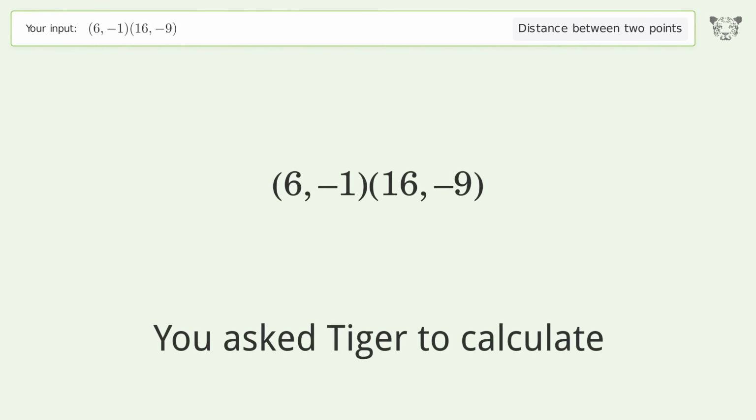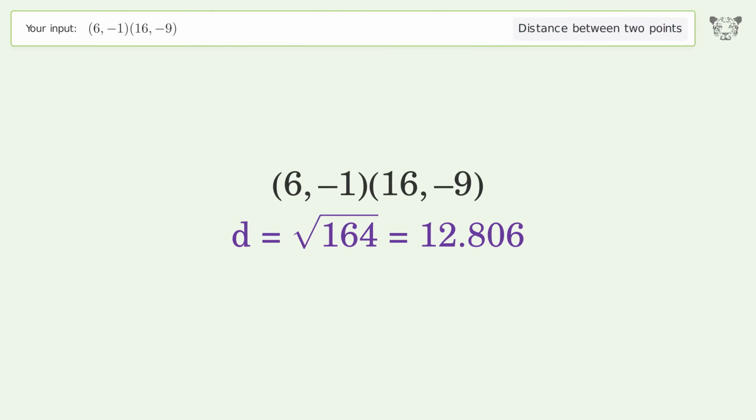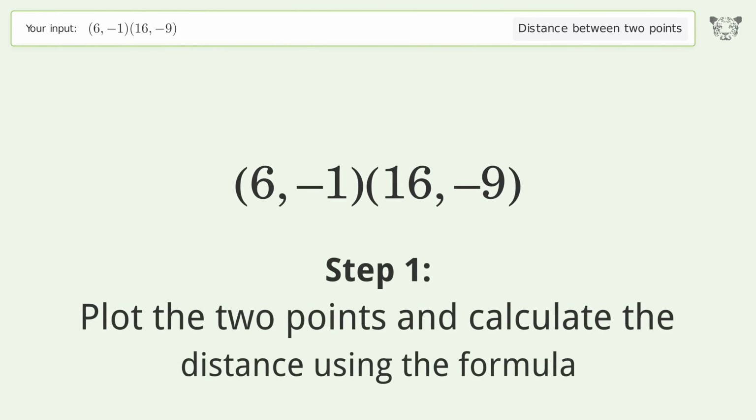You ask Tiger to calculate. This deals with the distance between 2 points. The distance between the 2 points is the square root of 164, or 12.806. Let's solve it step by step. Plot the 2 points and calculate the distance using the formula.